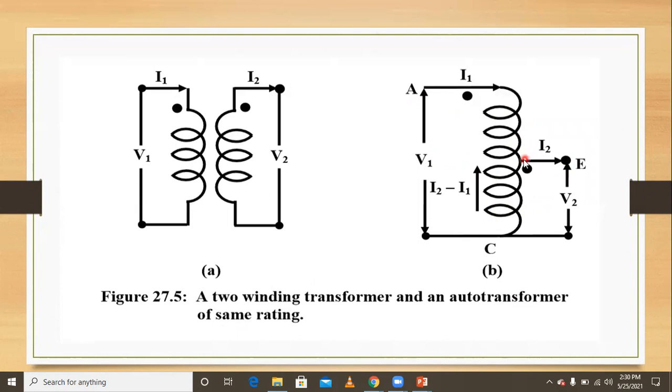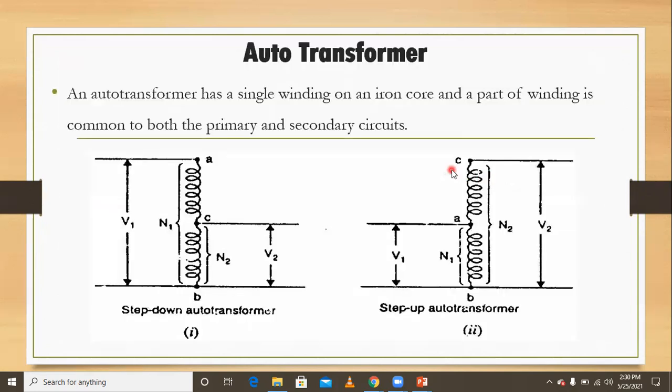This is clear. So this is about the two winding transformer and the auto transformer. An auto transformer has a single winding, only one winding on the iron core, and a part of the winding is common to both the primary and secondary circuits.